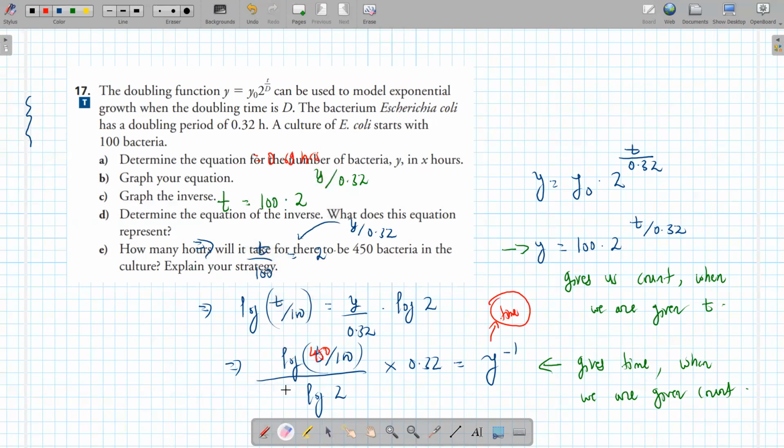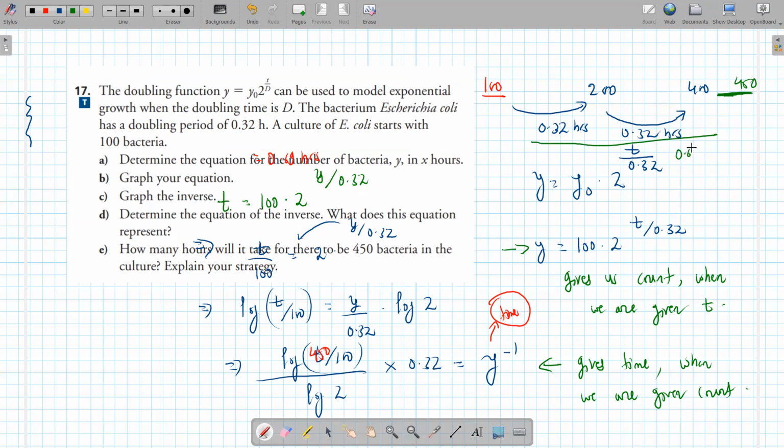Now let's see if that makes sense. So initially we had 100, okay? After 0.32 hours, how many are we going to have? It doubles, right? So we will have 200. After 0.32 more hours, how many are we going to have? 400, right? The question was asking us for 450, which is very close to 400. So far 0.64 hours have passed, and our answer is 0.69. So it makes sense that 450 would be at 0.69. And that's the answer to this question.